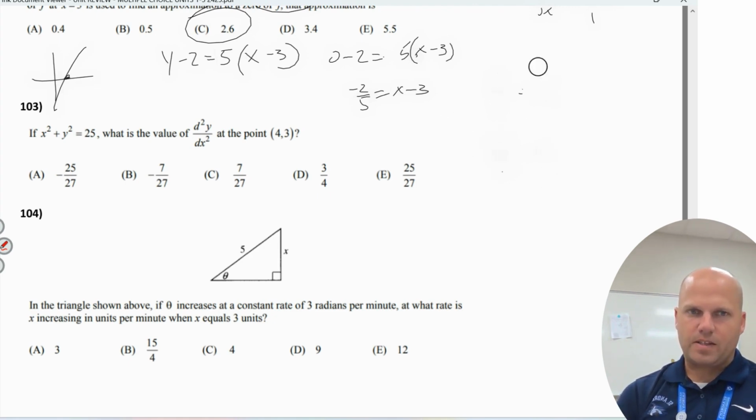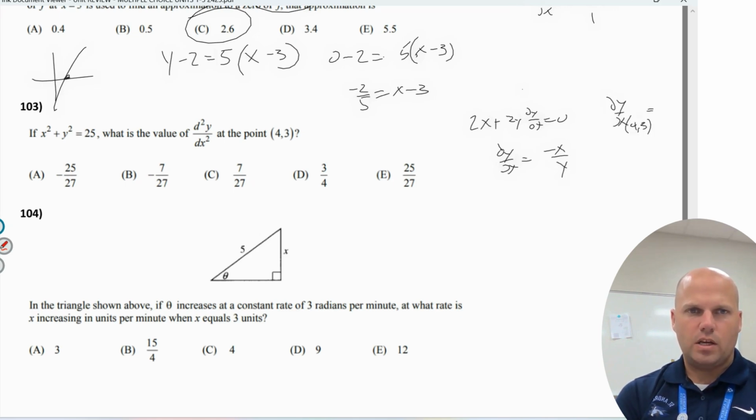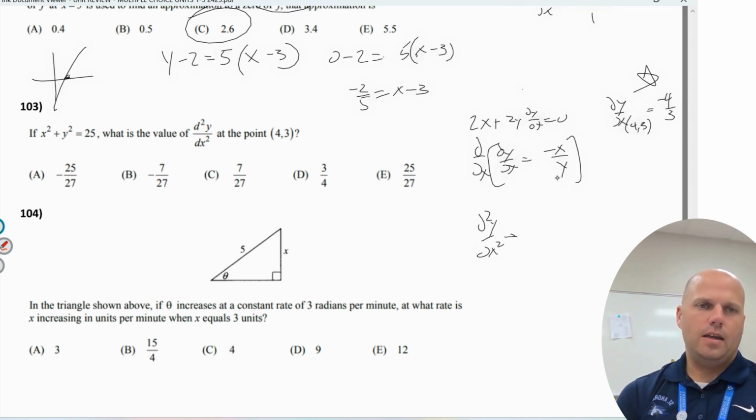Cool. Second derivative. Don't forget about second derivatives. We got 2x plus 2y dy dx equals 0, which means after dividing by 2, subtracting x and dividing by y, I get dy dx. Now it's important to know that dy dx at 4, 3 is -4/3. We are going to use that, because when we take the derivative of this derivative and use the quotient rule, I'm going to have a dy dx in it. I have the slopes of the top times the bottom minus the slopes of the bottom times the top, all over bottom squared.